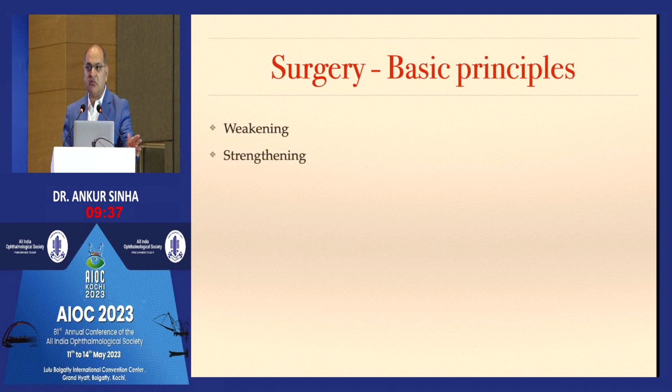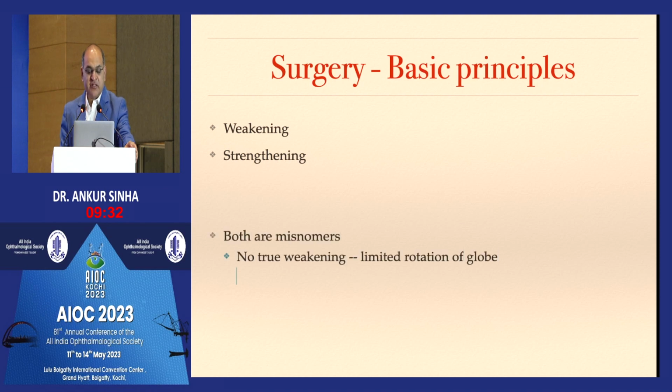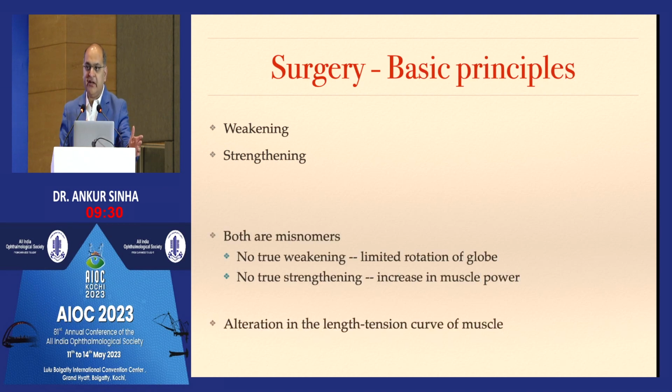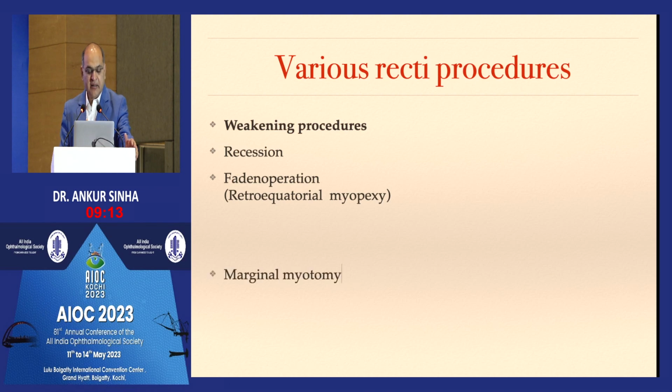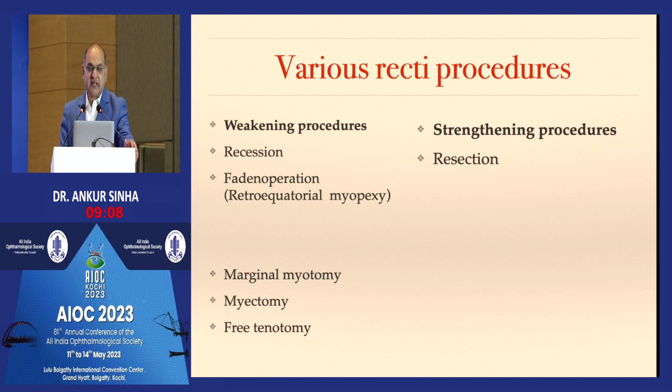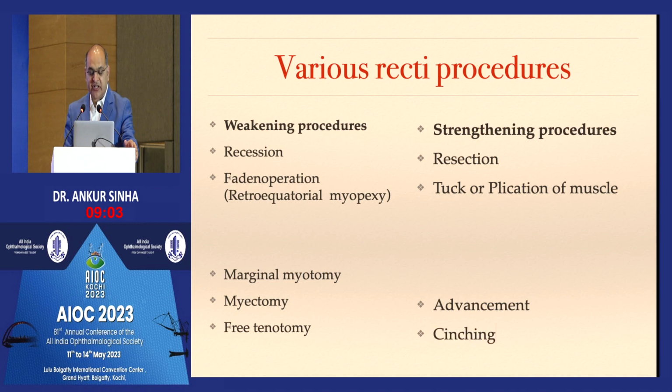So we basically talk about two kinds of principles in the surgery, that is weakening and strengthening. And we have to understand that there is no true weakening or true strengthening of muscles. It is just the alteration of the length tension curve. Because true weakening will cause limitation of rotation, and true strengthening is actually increasing the muscle power, which we don't do. So the common procedures for the recti, we talk about recti here, are recessions and the Faden. Lesser known are the marginal myotomy, myectomy, and the free tenectomies. The strengthening procedures are resection and tuck or plication. The lesser known are the advancement and cinching.